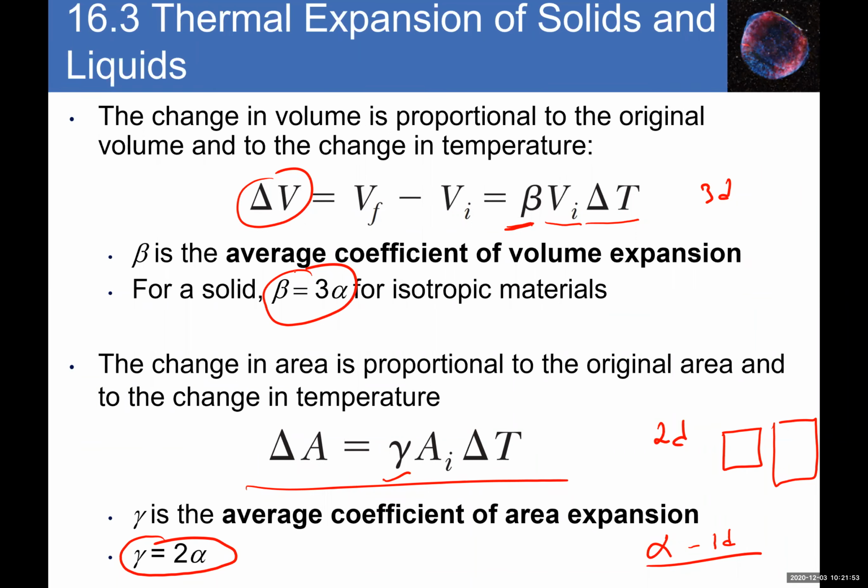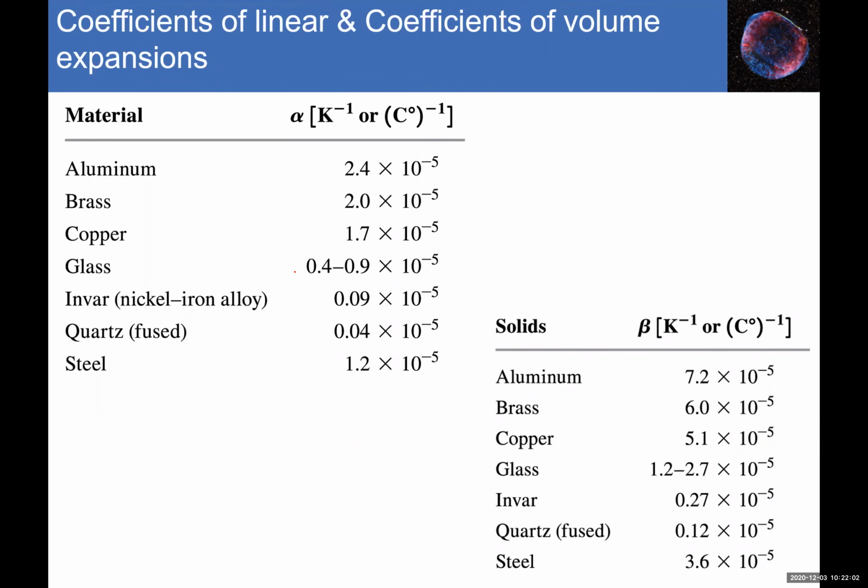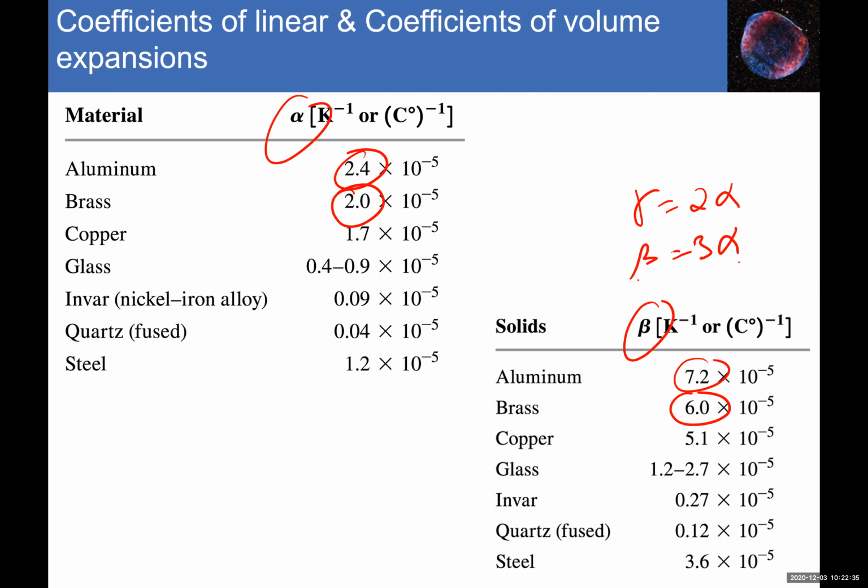So if I give you the coefficient of linear expansion, you can use that to find the area expansion and volume expansion coefficients. There's a table with mostly alpha and beta. For example, aluminum is 2.4 times 10 to the negative 5. Three times that is roughly 7.2, so it's 7.2 times 10 to the negative 5. Brass here is three times more, which is 6, and so on. So all I need to do technically is give you alpha; gamma is 2 times alpha, and beta is 3 times alpha. Then you can calculate from that.